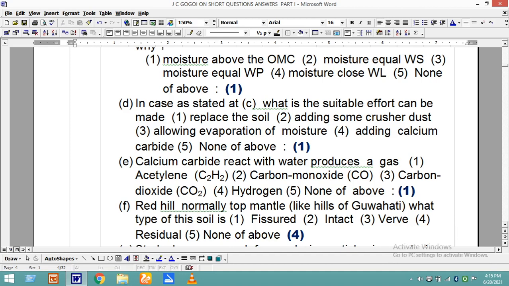Residual soil is normally the top mantle of hills. What type of soil is this? Fissured, intact, barb, residual, or none of above. These are residual soils. Neither are they transported by any agencies, nor do they remain intact at the place of origin. So it is residual soil.